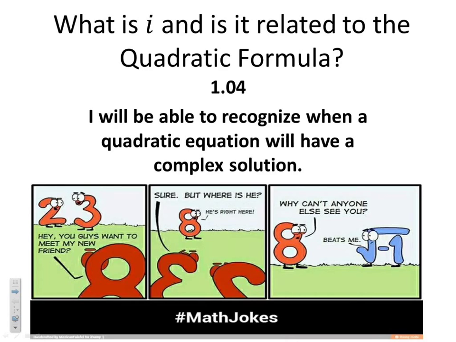And something to think about is, what is i, and is it related to the quadratic formula? All right, so I want you to be thinking about these things as we go through the lesson. And there's a little math joke there at the bottom. Hopefully you understand it, or if you don't, by the end of the lesson you will. All right, so take a minute and pause the video, and we'll get going.